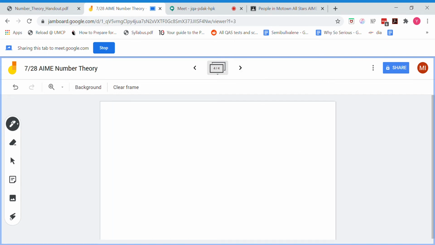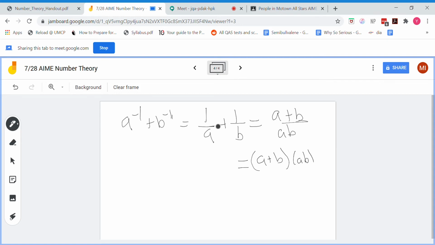So, for example, A inverse plus B inverse, all under mod P, we can write as 1 over A plus 1 over B, and if we get a common denominator, this is equal to A plus B over AB. And this is equal to A plus B times the inverse of AB, mod P. This relationship is always true. So we can work with these inverses kind of like fractions.